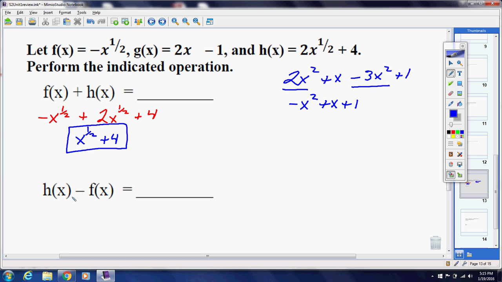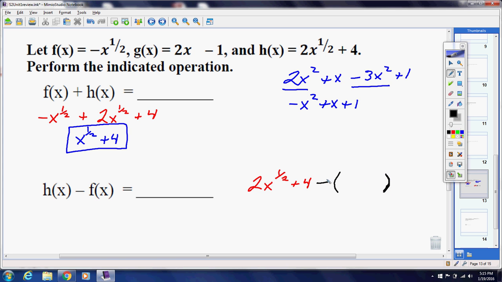All right, here I am to subtract f of x from h of x. h of x is 2x to the 1/2 plus 4. And here I want you to be careful and make sure that when you are subtracting a function, put the other function, the second function that you are subtracting, excuse me, make sure and put it in parentheses.